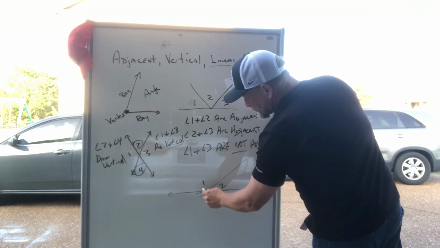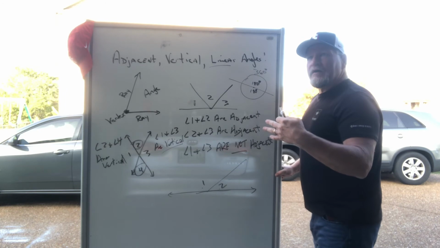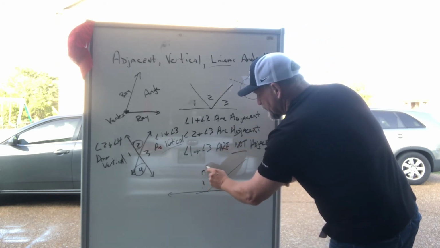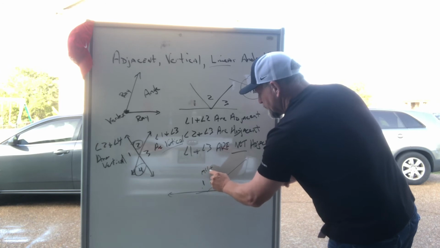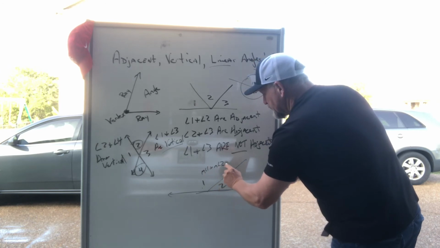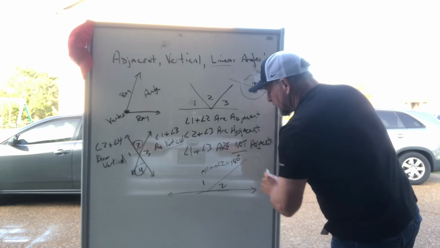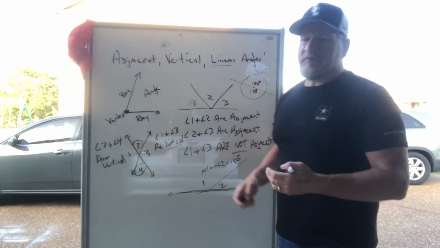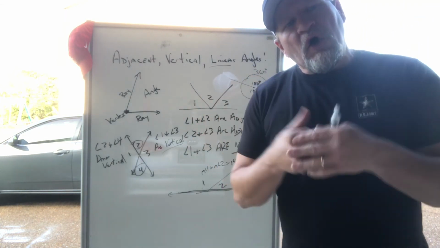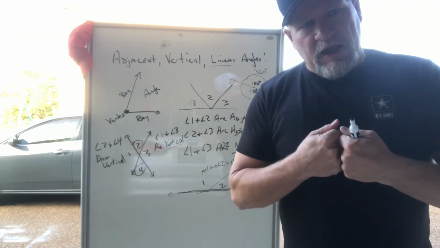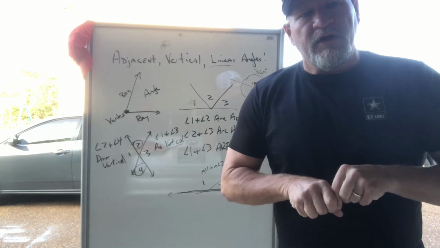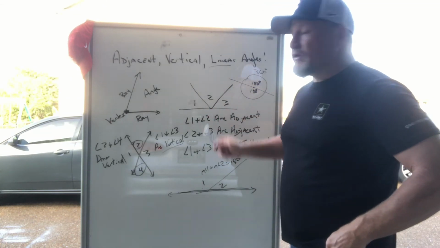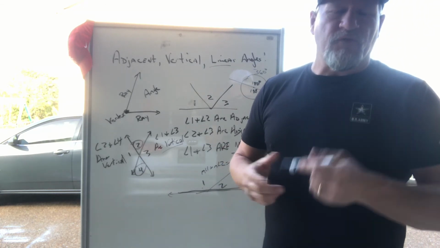A pretty deep geometric thought here is I could take the measure of angle 1 plus the measure of angle 2, and they have to equal 180 degrees because they form a line. So within the concept of linear angles, all linear angles add together to equal 180 degrees, or they form a line. Now, could we say that 1, 2, and 3 are linear? Yeah, we could because they still form a line.